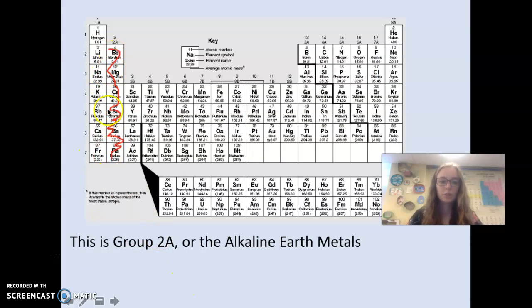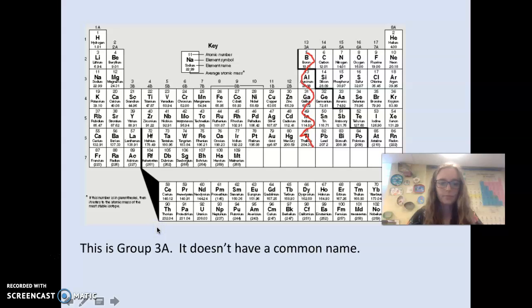Next, we have group 2A, which is the alkaline earth metals. And notice that really small at the top, we see 2A. Next, we skip all these. We'll come back to them in a minute. But group 3A, so notice we're looking at the 3A, is right here, and it does not have a common name that we go by.